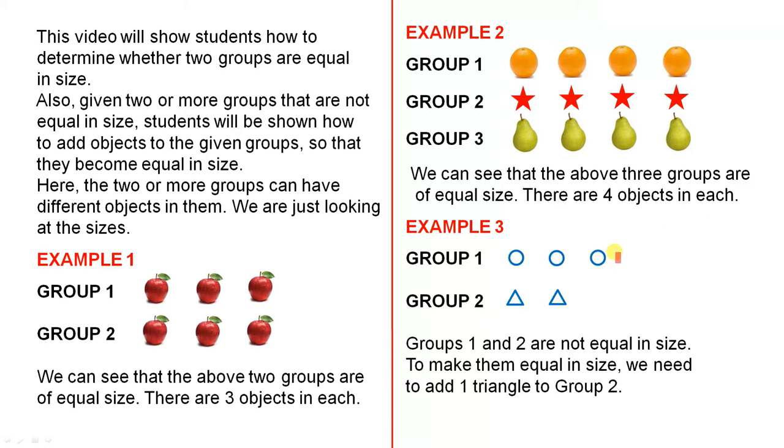Example 3, there's group 1 and group 2. Group 1 and 2 are not equal in size. To make them equal in size, we need to add one triangle to group 2.